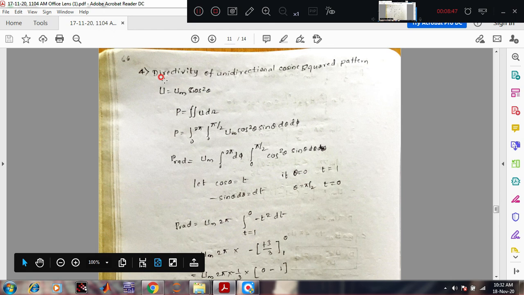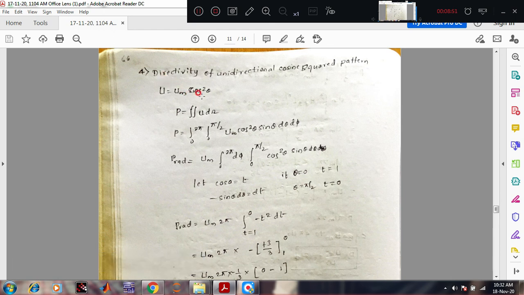Move on to the next numerical. So that is U = Um cos square theta.